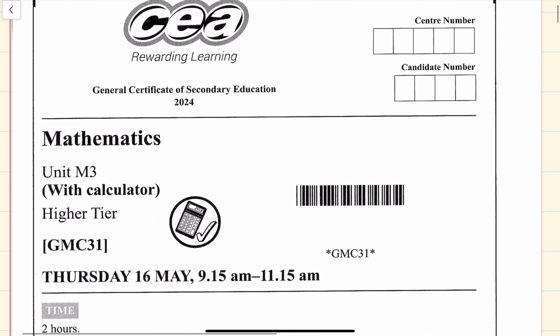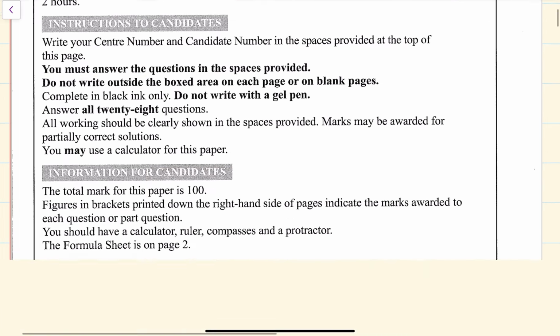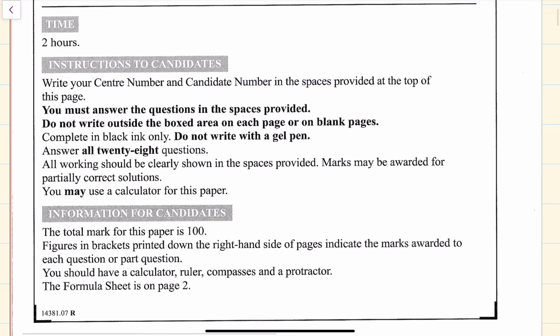These are solutions to 2024's GCSE Mathematics M3 examination. This is a calculator exam. So just read through the front of the paper and see what it says. The total mark for the paper is 100. Does it say how many significant figures? I don't think it does. No, we're good to go.